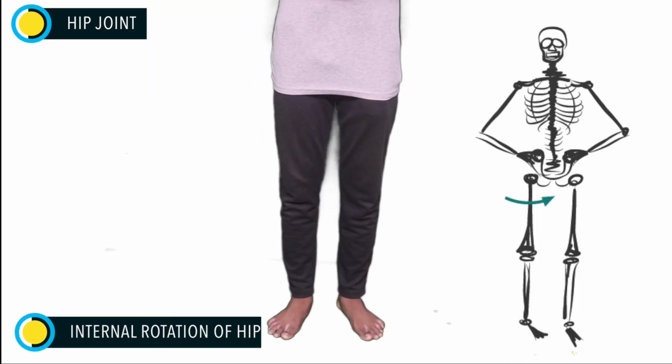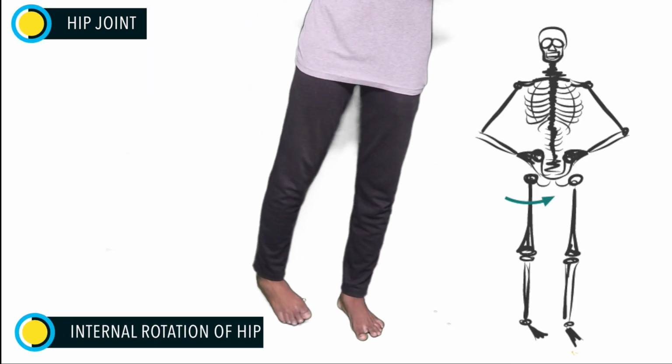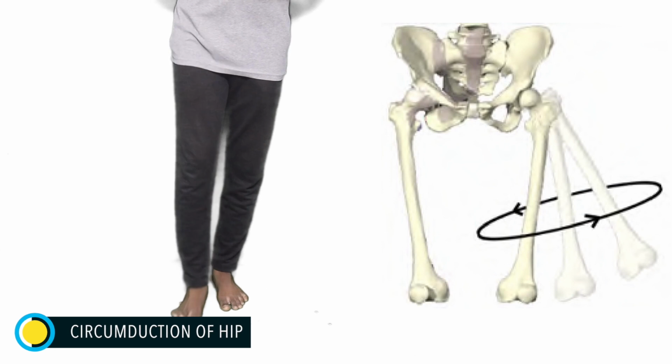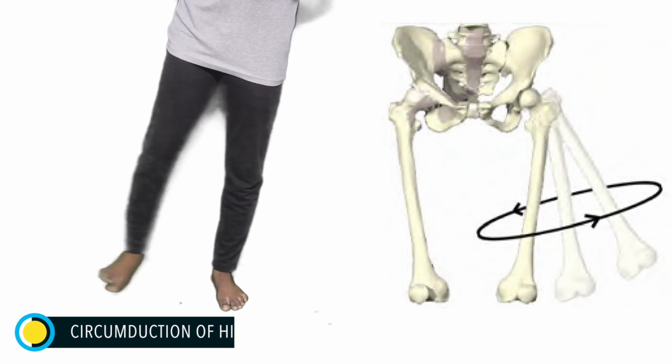So let's talk about the fifth movement, which is internal rotation and external rotation. And seventh is circumduction, which is when we do all the hip movements together.